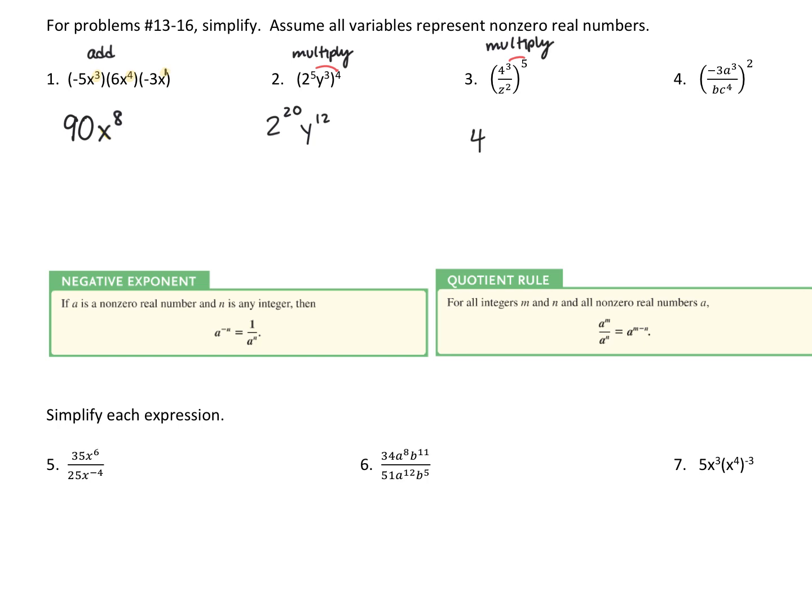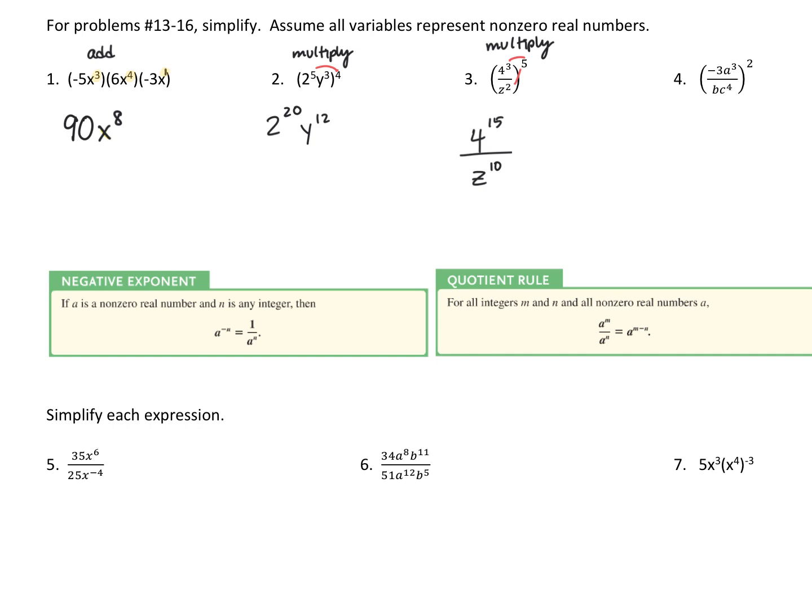So that would be 4 to the 15th. And then the exponents here, 2 times 5, gives me z to the 10th. Again, 4 to the 15th power is a really big number, otherwise I would evaluate it. Okay, number 4 is a little tricky.